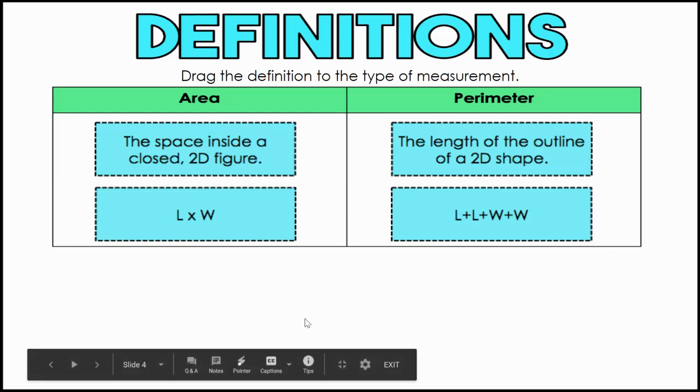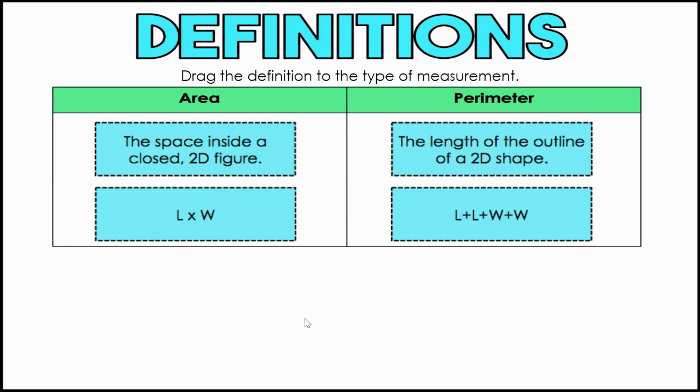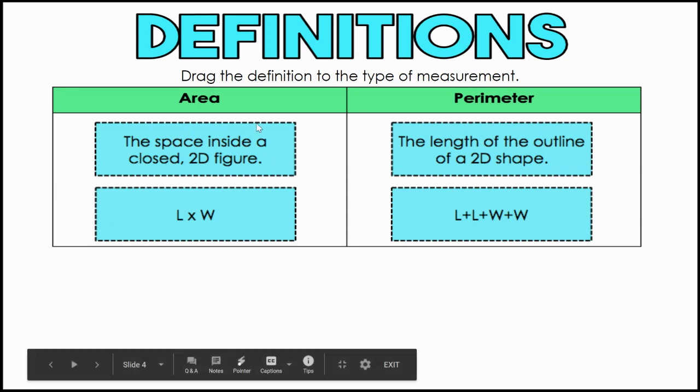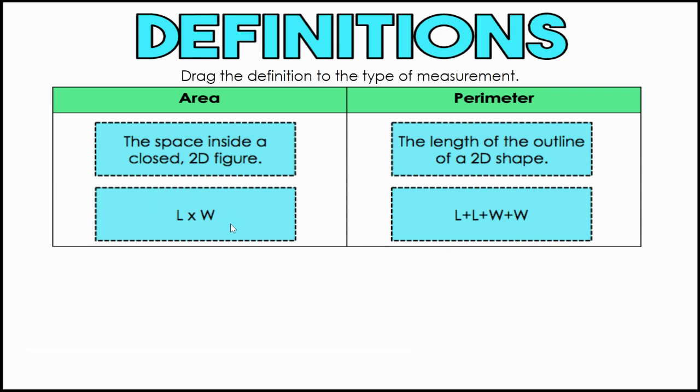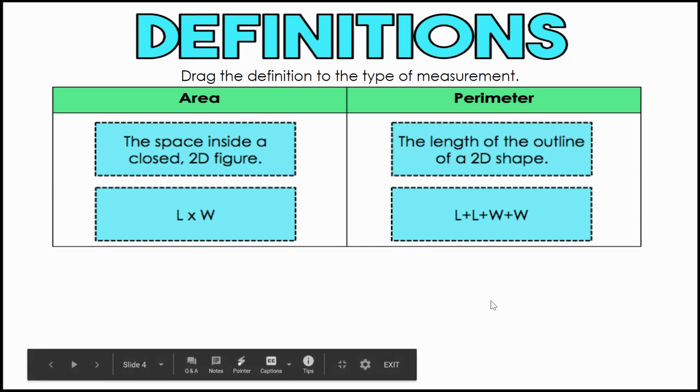Looking at the difference between the area and the perimeter, the area is the space inside a closed 2D figure. You can also use multiplication to get the area, the length times the width. And the perimeter is the length around on the outside of the shape or the outline of a 2D shape. The way you get the perimeter is by adding length plus width plus length plus width. And we'll show you that a little later.